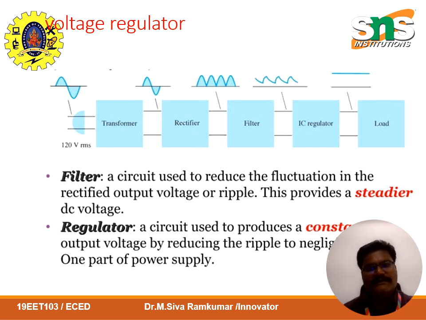After the transformer and rectifier, the voltage still has ripples. A filter smooths these ripples slightly, giving a steadier DC. Then the IC regulator comes in. It reduces the ripple to nearly zero, giving us a constant DC output for the load. So remember, the filter smooths and the regulator stabilizes the voltage.